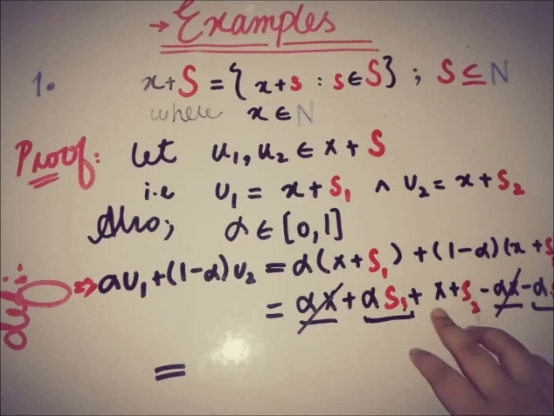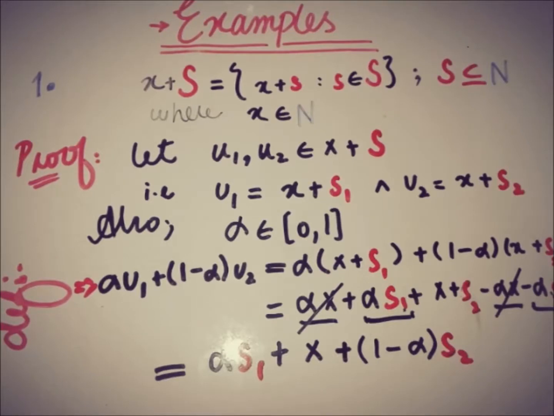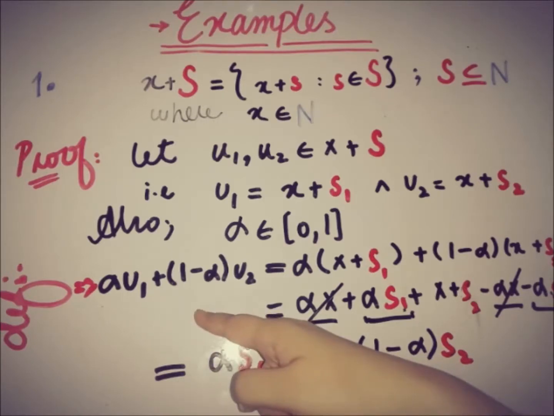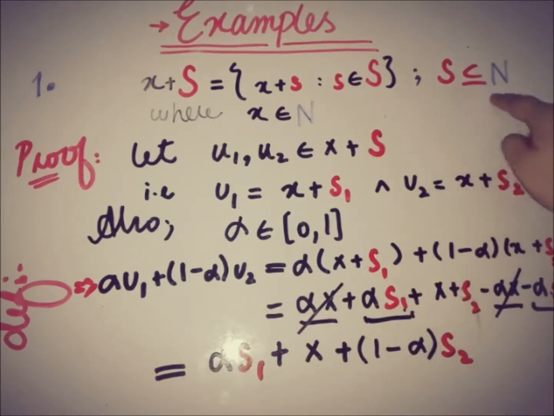In order to make it the convex form, we'll take that X here and take S2 common from these two elements. So now we have this form: alpha S1 plus X, and S2 coming out with 1 minus alpha. So alpha S1 plus 1 minus alpha S2 is just the form of alpha U1 plus 1 minus alpha U2. As S is a subspace of the linear space N, and by definition any subspace of a linear space is convex, alpha S1 plus 1 minus alpha S2 belongs to that S.